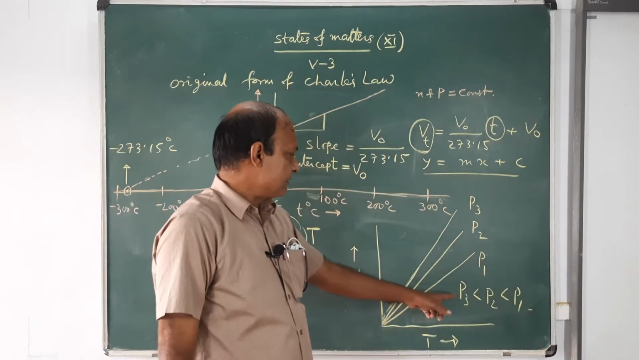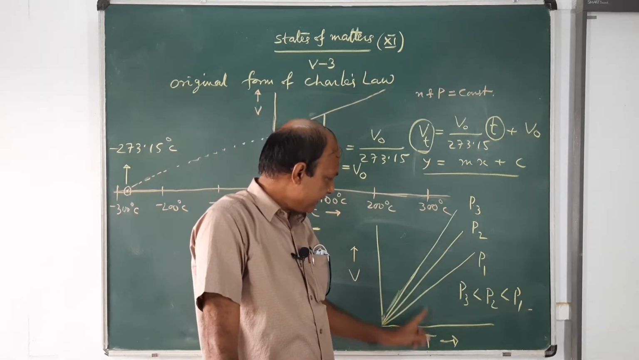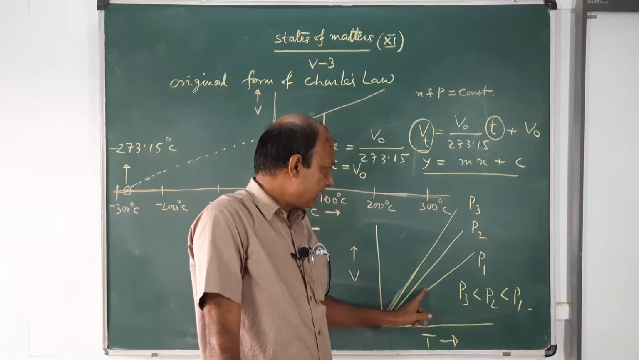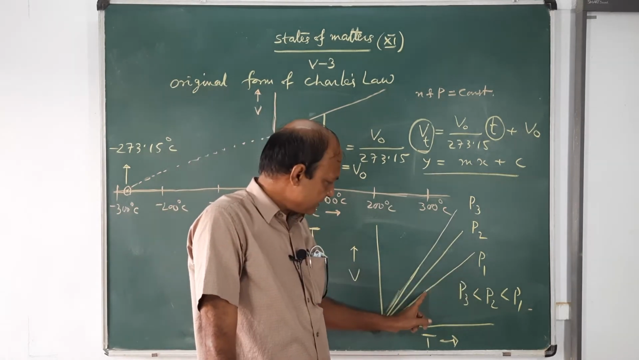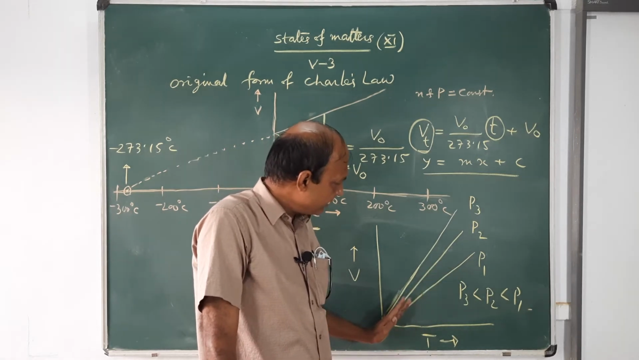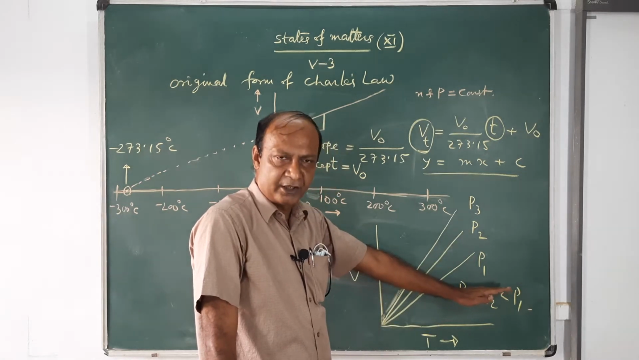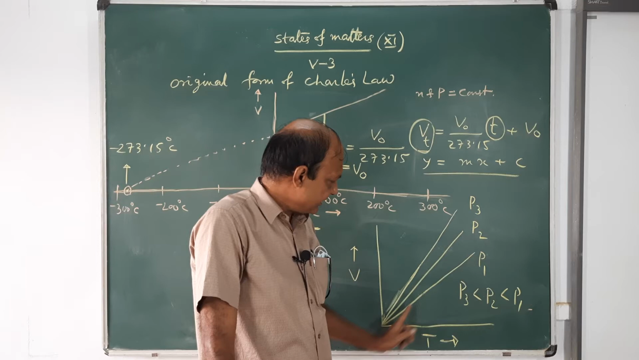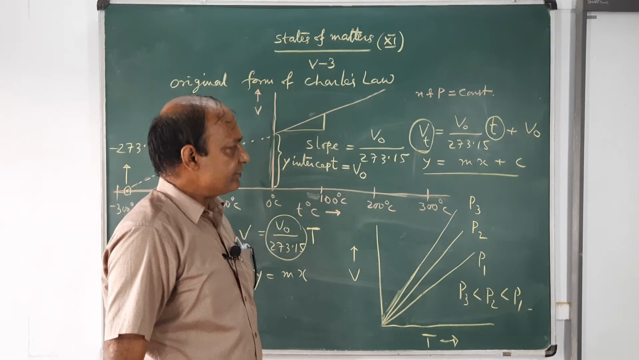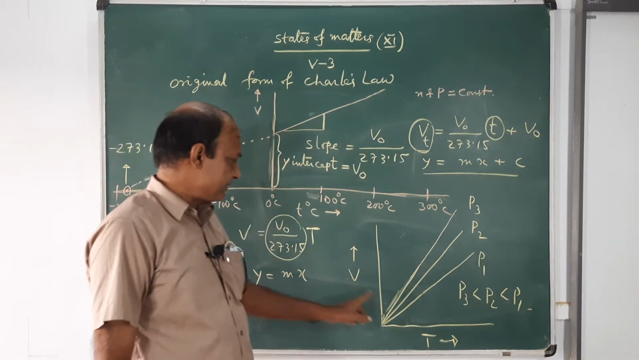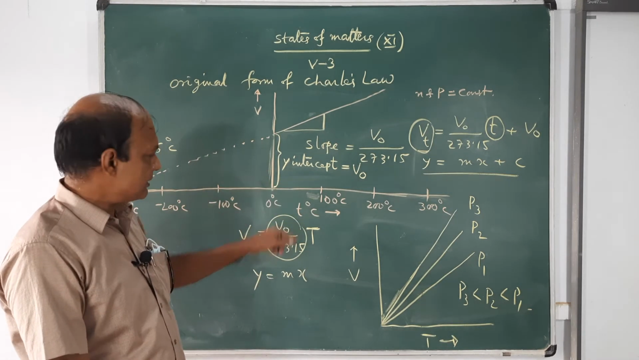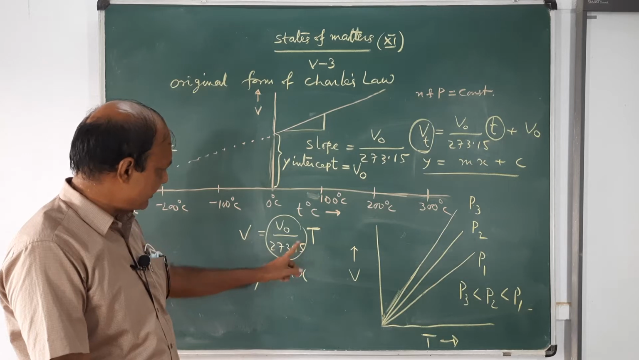So, P3 means the minimum pressure, that is why at a given temperature the volume is higher. P1 is the maximum pressure, so at a given temperature the volume of the gas is lower. That is why if you draw different graphs under different conditions of pressure, you will have this nature. Here P3 is less than P2, less than P1. So, this is all about Charles' law: volume versus Kelvin temperature, volume versus centigrade temperature, the original form of Charles' law, and the alternative form.